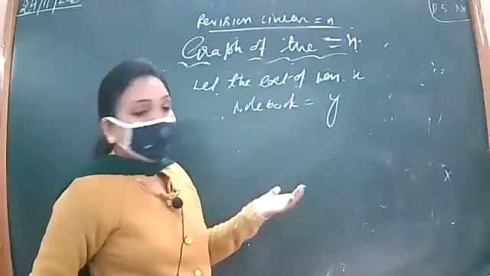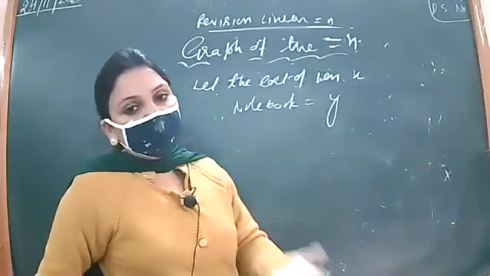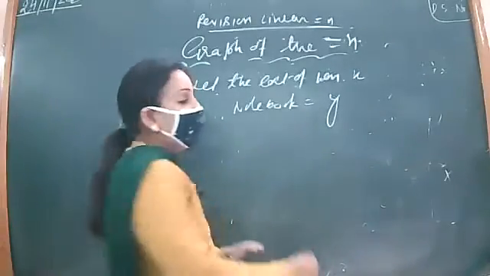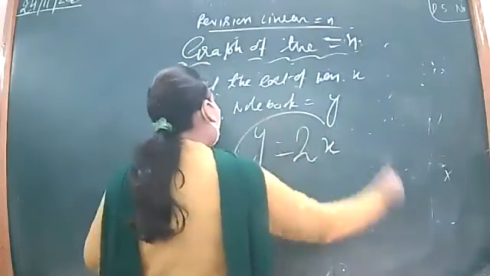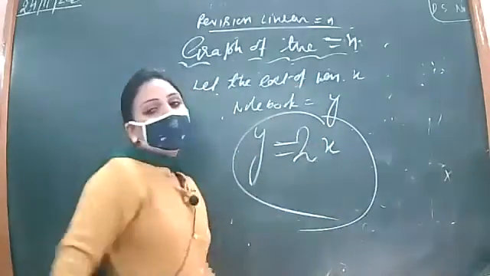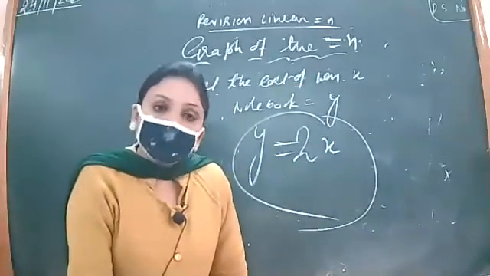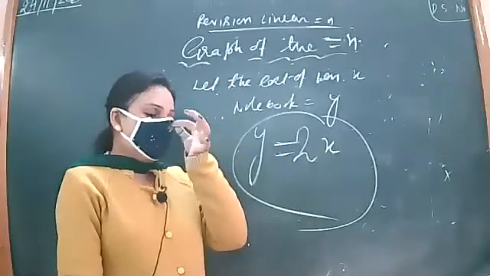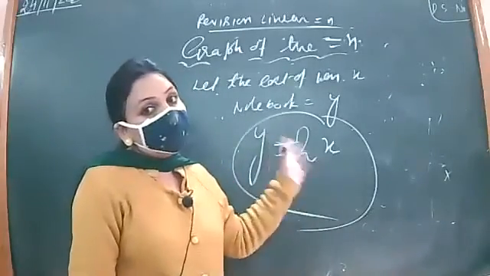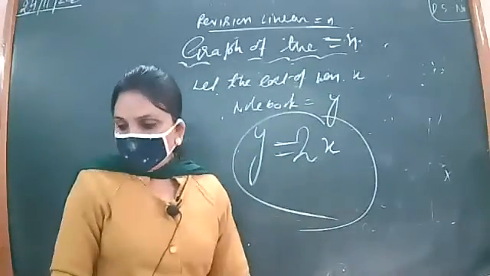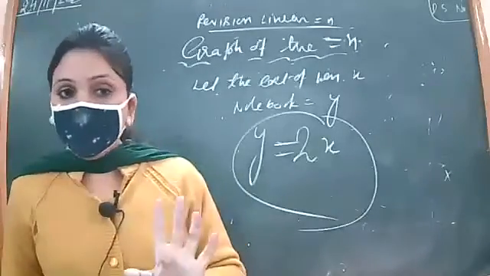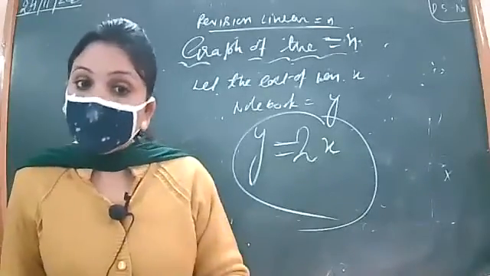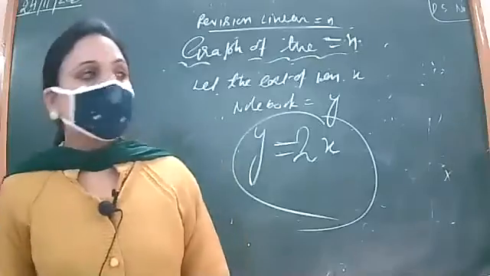Now, according to the question, what is the relation between these two? The notebook's cost is twice the cost of pen. That is y = 2x. In this way, you will be able to form the linear equation in two variables. If you choose only one variable, you will not be able to form the equation. So never rely on one variable, because our chapter is linear equations in two variables.